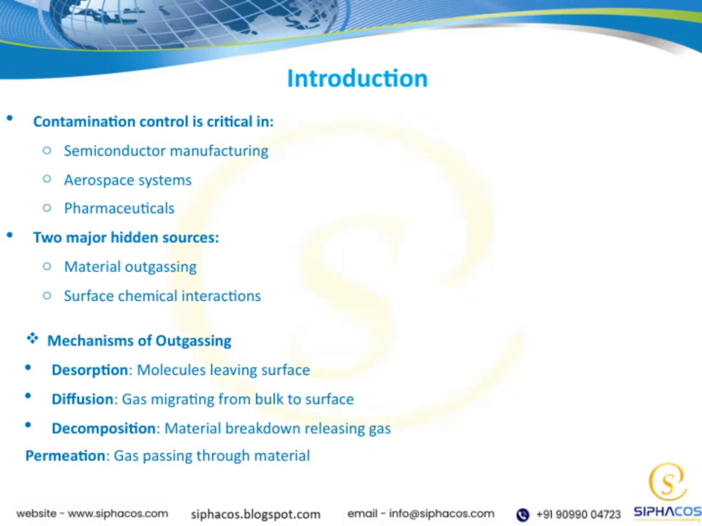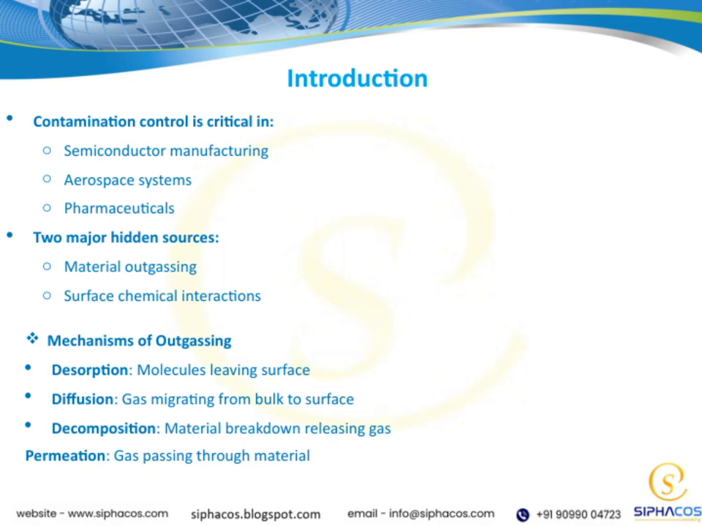Now, let's take a closer look at the mechanisms of outgassing. First, we have desorption, which is when molecules leave the surface of a material. Think of it as molecules detaching and escaping into the surrounding environment. Next is diffusion, where gas molecules migrate from the bulk material toward the surface, moving through the material itself. This process is crucial because it determines how quickly gases can reach the surface and outgas.